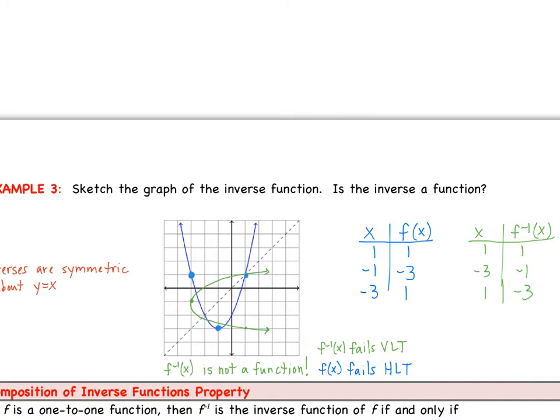So we go ahead and we plot those. So there's (1, 1), there's (-3, -1), and there is (1, -3). And now we can go ahead and draw in our sideways parabola. What we should note is the graph should have the same shape. There's just a little transformation of it, okay?